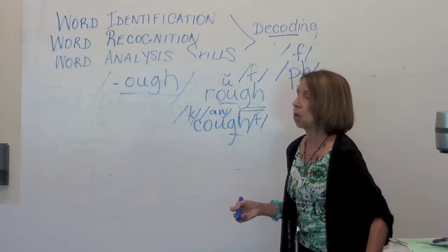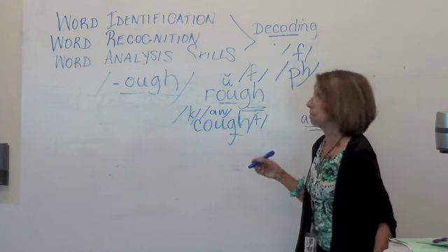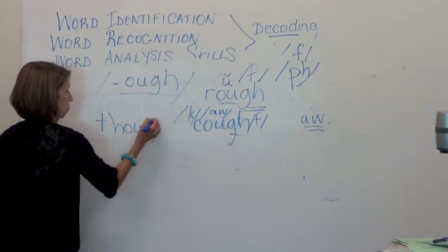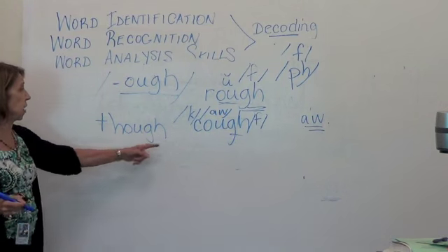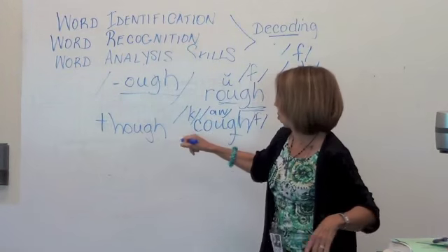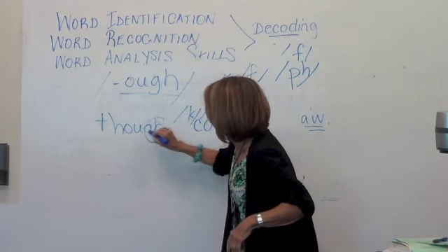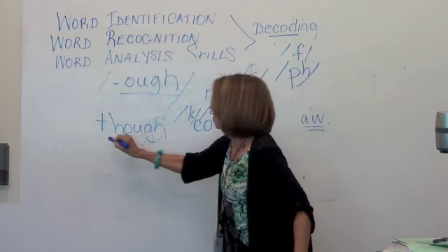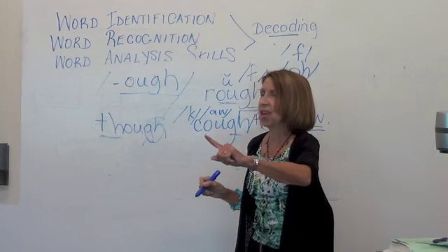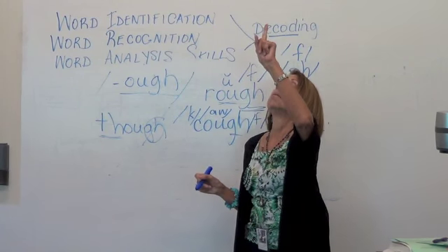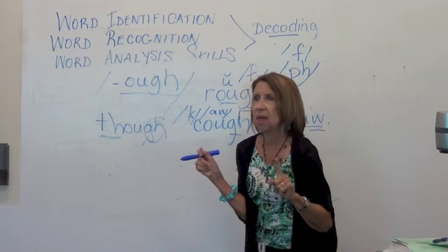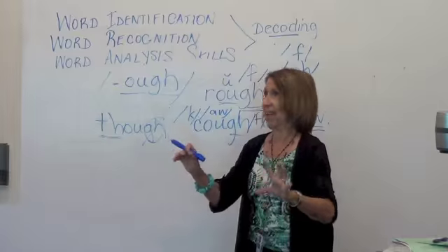Give me another word with an O-U, G-H. Okay, let's look at that one. All right, in this one, does G-H have an F sound? No. What does G-H do in the word though? It's silent. We don't hear it at all. And the T-H? It's a consonant digraph, one sound. Is it voiced or unvoiced? Voiced. Yes. Okay.